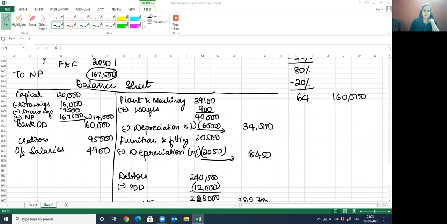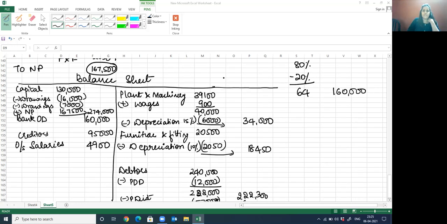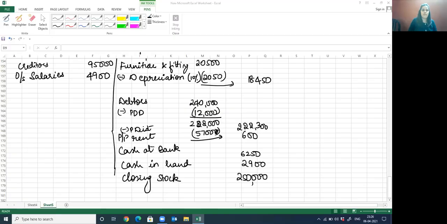So then we will next tally your balance sheet. 2,74,000 with this. So then bank overdraft, creditors and salaries payable. So thereafter, if you tally on both the sides, you get 5,34,500. You get 5,34,500 and your balance sheet tallies.